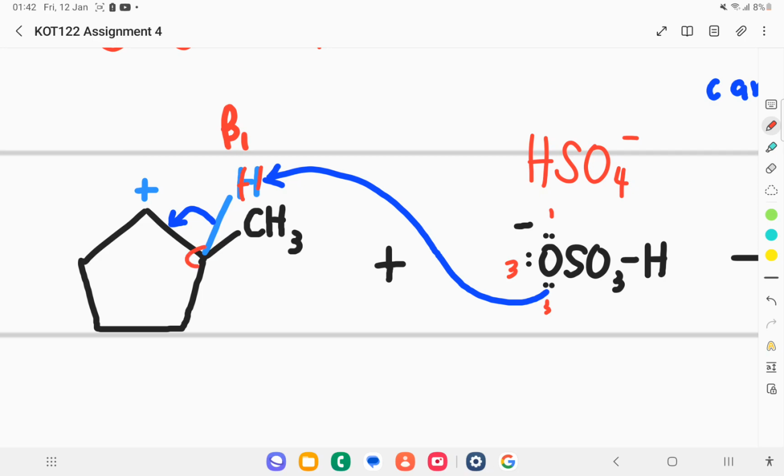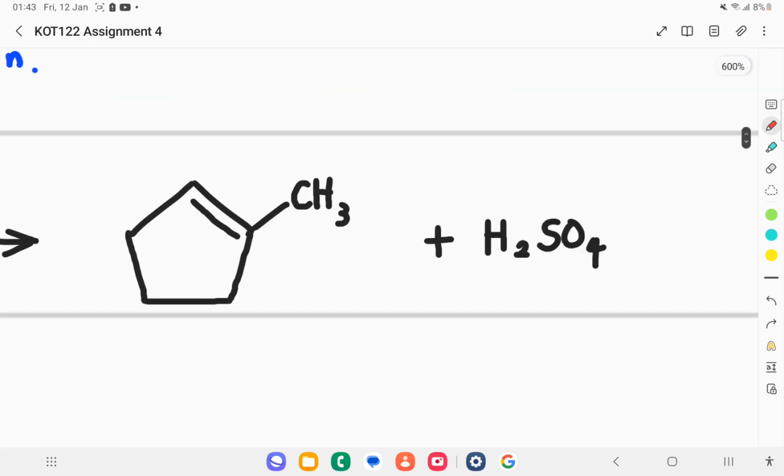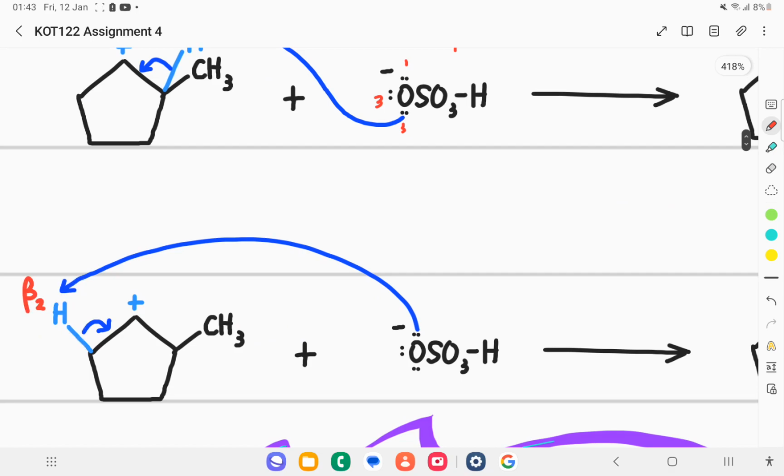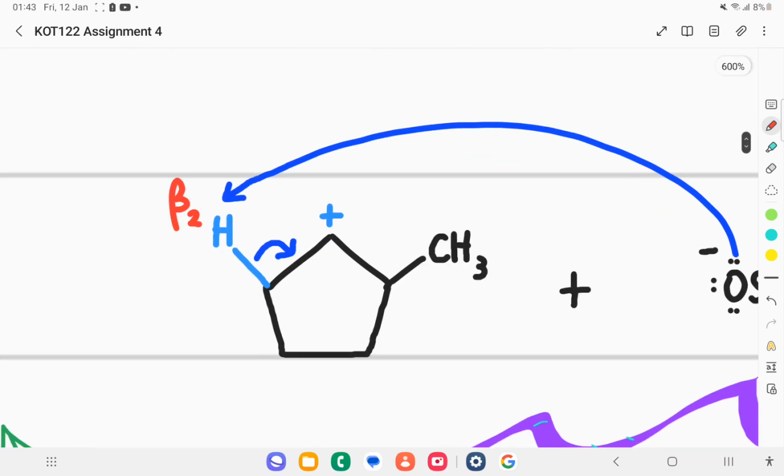the C-H bond, will be broken. So that will lead to the formation of a double bond here, a carbon-carbon double bond, which is an alkene. A new pi bond is formed. So this is how the first product is formed. And then for the second product, why the double bond is formed here.